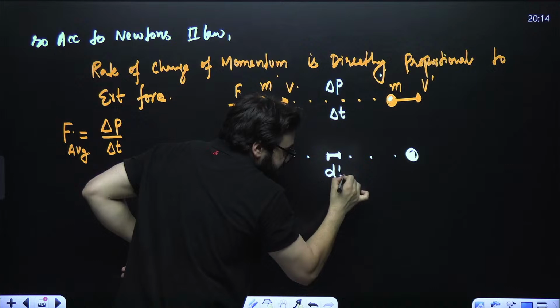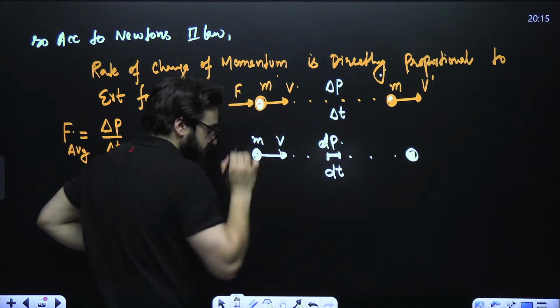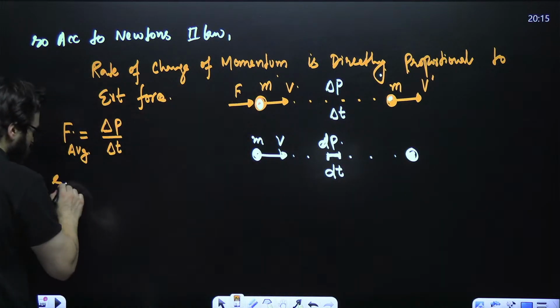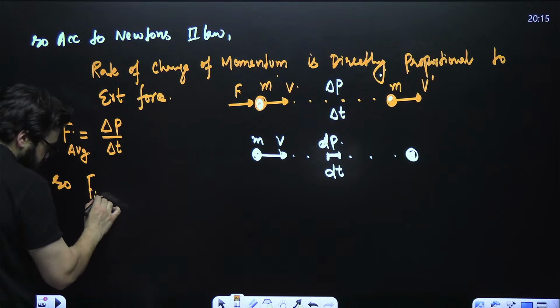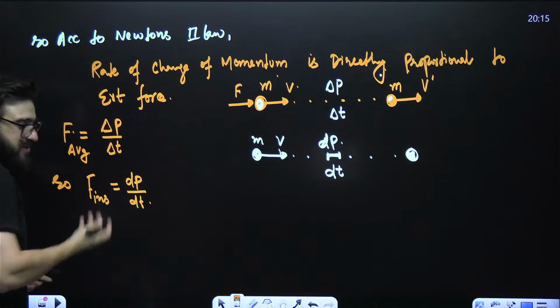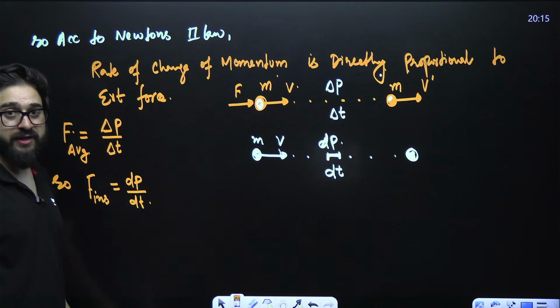So we say it is dt, and here we say change in momentum is dp. So we can write it something like this. We can say instantaneous force is dp divided by dt. What is this? Small change in momentum upon small change in time is what we call the instantaneous force.